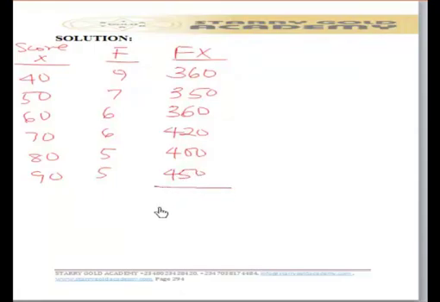So let's sum up our fx and f together. So we have 360 plus 350 plus 360 plus 420 plus 400 plus 450, and this is equal to 2340. And let's add our summation f. We have 9 plus 7 plus 6 plus 6 plus 5 plus 5. This is 38. We have it as 38.